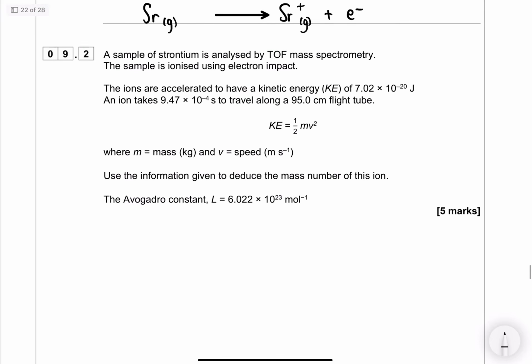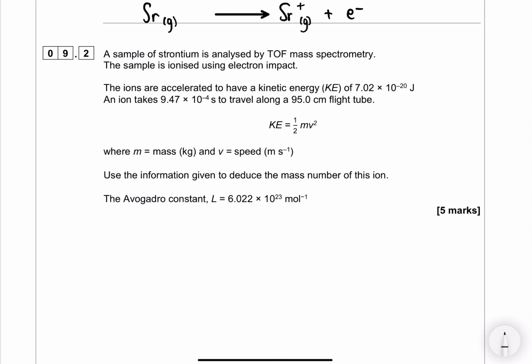A sample of strontium is analysed by time of flight mass spectrometry. The sample is ionised using electron impact. The ions are accelerated to have a kinetic energy of 7.02 times 10 to the minus 20 joules, and they take 9.47 times 10 to the minus 4 seconds to travel along a 95 centimetre flight tube.